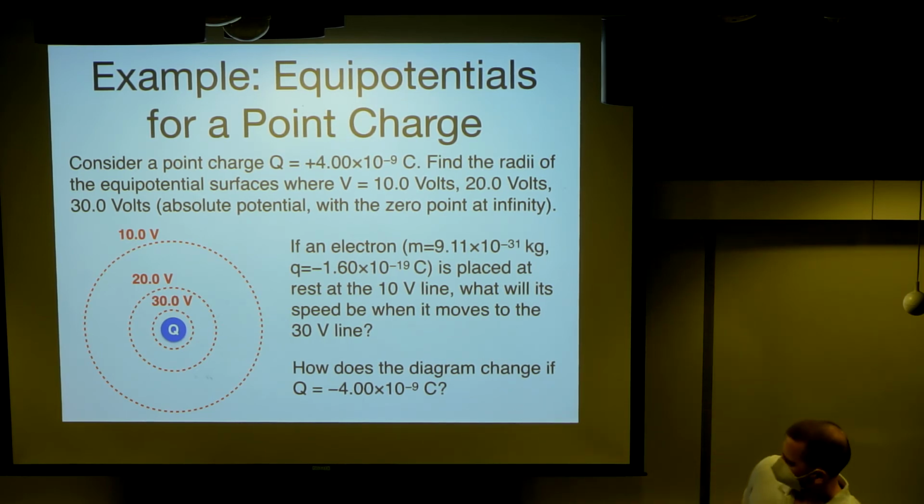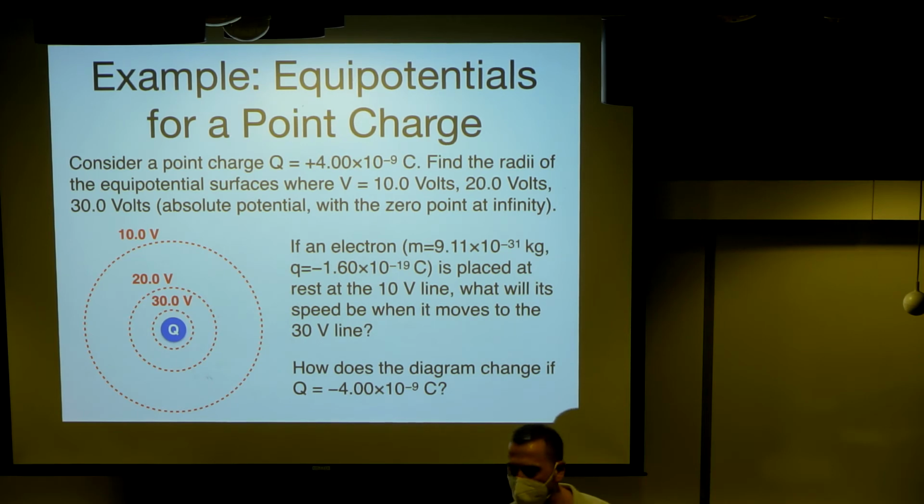The next thing we'll do is consider this scenario. Let's say we have an electron. We know the mass, we know the charge of an electron. It's given right here. And let's say that we place it at rest at this 10 volt equipotential line. So we start the electron off right here where the potential is 10 volts. What will the speed be when it moves to this 30 volt line? That's the question. And then the last thing is, how would this whole diagram change? What would look different about it if instead of a positive charge here, we just flip the sign around to make it a negative charge, okay?